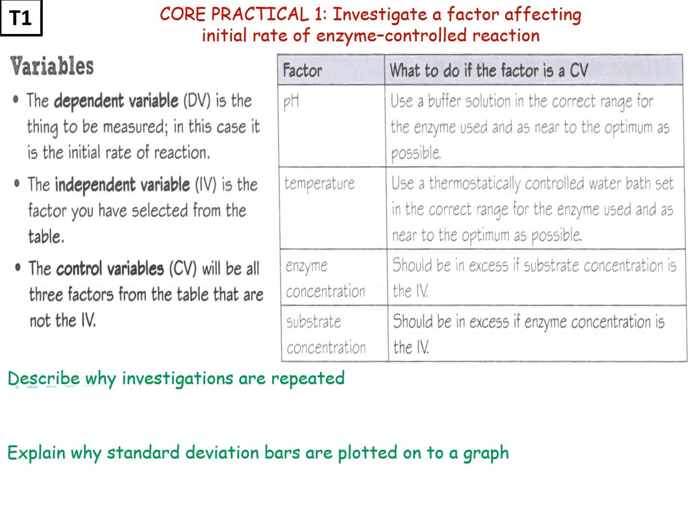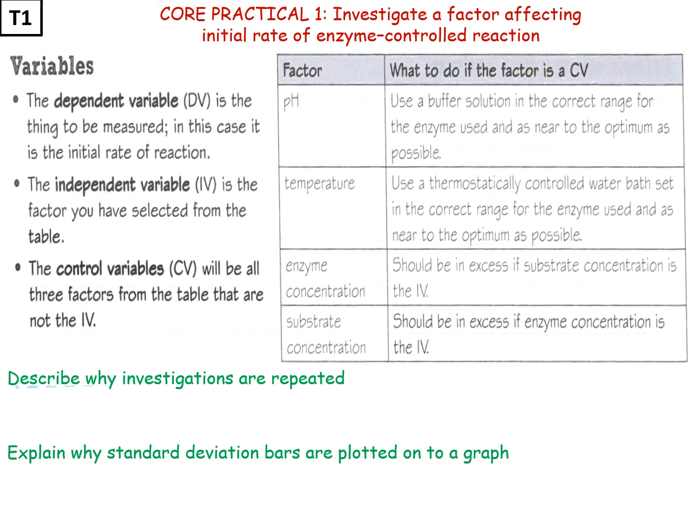All the other factors would therefore be control variables, so you'd have to keep the temperature the same. This could be done using a water bath. The enzyme and substrate concentration will also have to be kept the same, but you'd put them in excess so they're not a limiting factor. If the independent variable was temperature, again you could have temperature controlled using a water bath, so you'd use different water baths to accurately measure the temperature, and this time around you'd keep the pH the same as the control variable and the enzyme and substrate concentration.